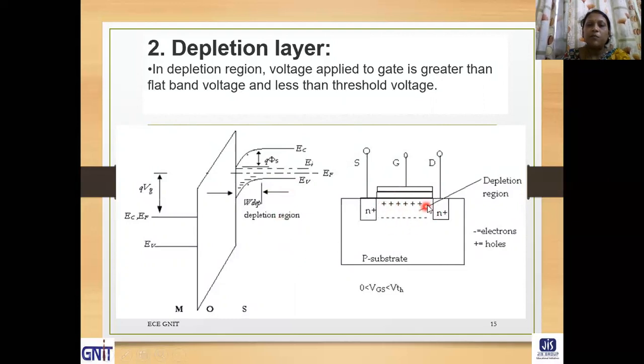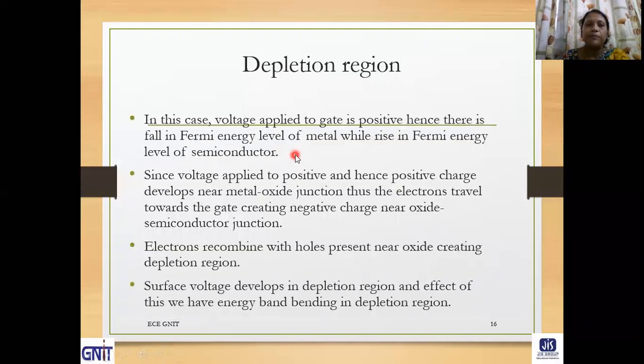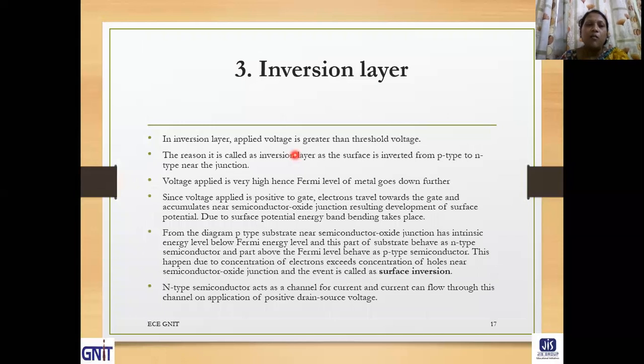The region is depleted of free charge carriers. No current will flow from source to drain, as this is N-type and the channel is of P-type. Majority carriers are holes in the channel, so no current can flow through source to drain, and band goes up. Now, what is an inversion layer? In inversion layer, applied voltage is greater than threshold voltage.